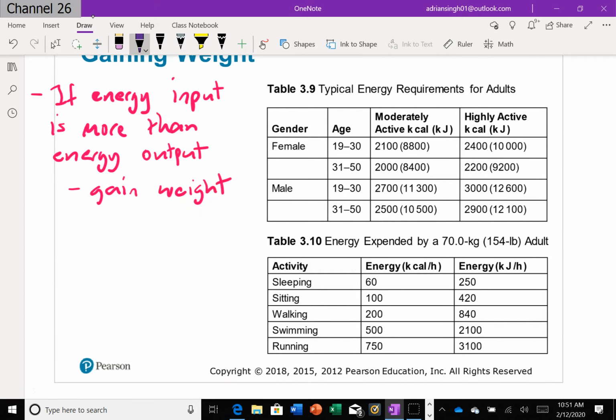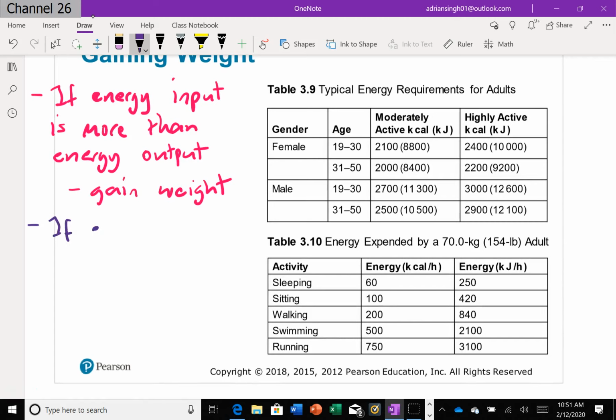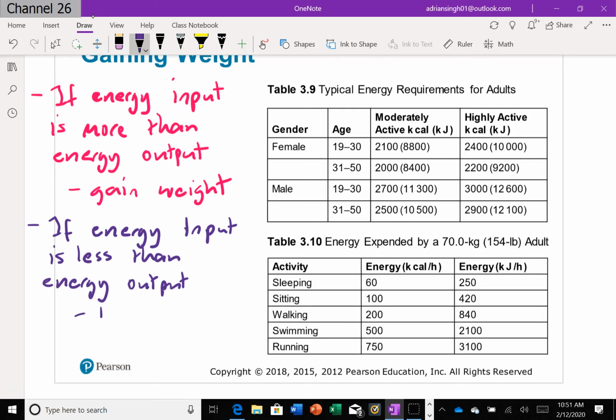So if energy input is less than energy output, that's how you lose weight. So you're burning a bunch of calories and you're not replacing all of it. So you have a net loss of calories, a net loss of energy. So that's generally the difference in whether somebody loses weight or gains weight.